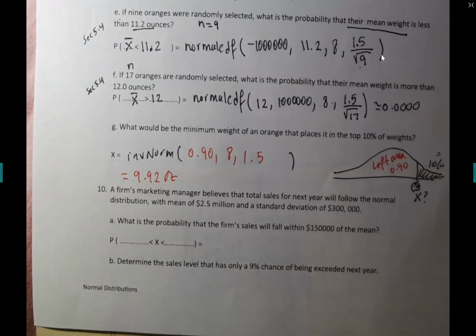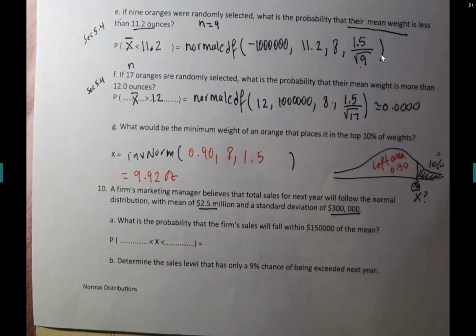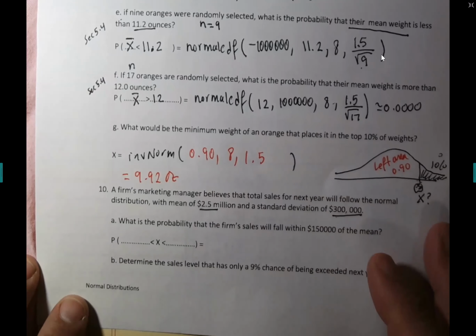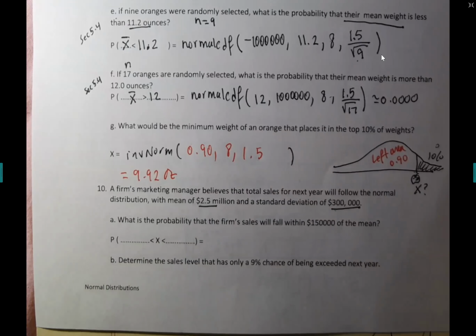Number 10. A firm's marketing manager believes that the total sales for next year will follow the normal distribution with the mean of 2.5 million and a standard deviation of 300,000. What is the probability that the firm's sales will fall within 150,000 of the mean? Do you guys understand what that means? If I say 2.5 million, within $150,000 of the mean, what does that mean? It's either 150,000 above the mean or 150,000 below the mean.